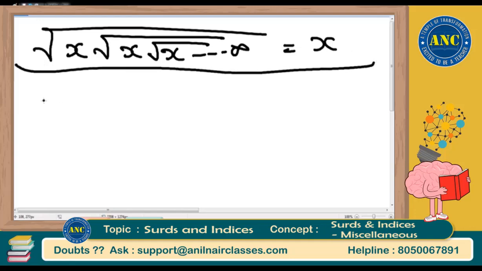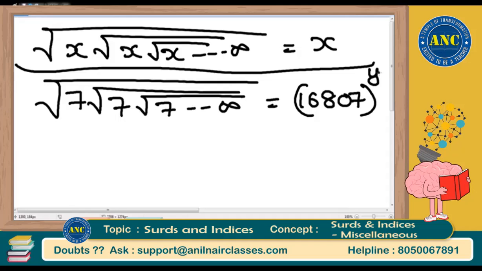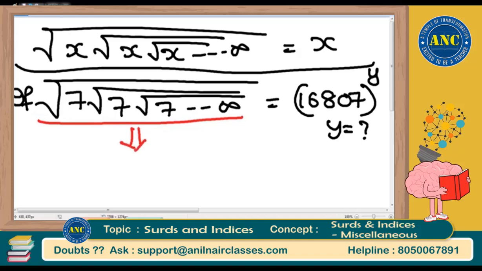Now, again a beautiful question, connecting the dots from the previous question. See here, sir. Root 7, root 7, root 7 infinite times is equal to 16807 whole to the power of y. If this is the condition, then find the value of y. Just 1 minute before we discussed, this left hand side is nothing but root 7, root 7, root 7 multiplied infinite number of times, which is nothing but 7. So 7 is equal to 16807 whole to the power of y.